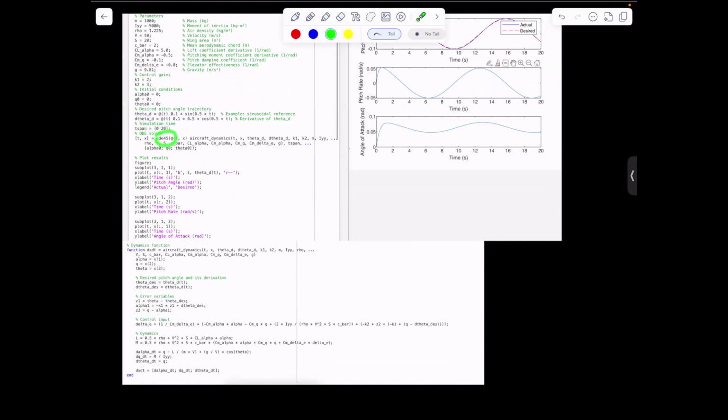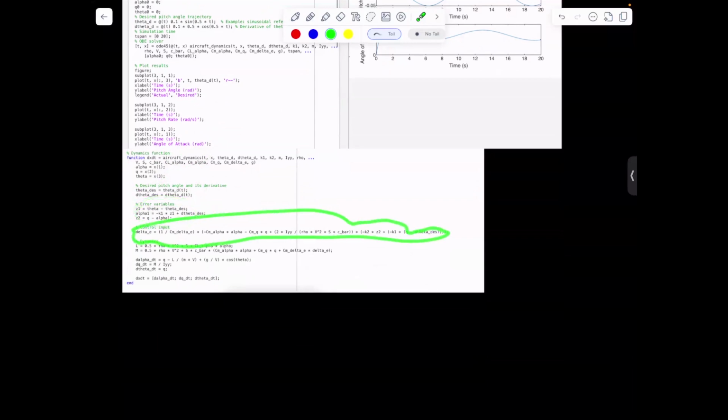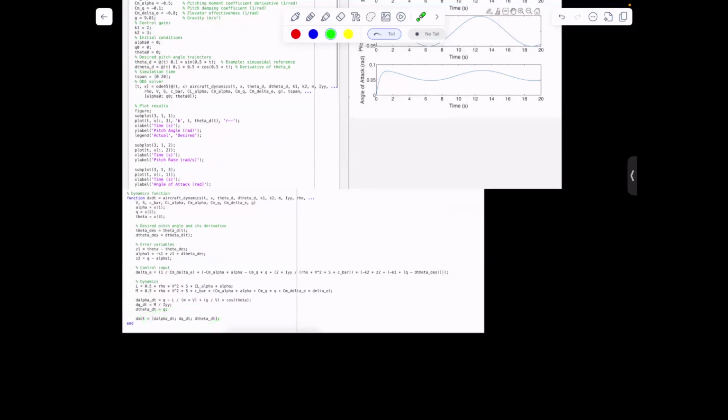And we have used ODE45 to solve the ODE, and these are for plotting the result. This is the function defining the aircraft dynamics. Here all the parameters we have used in the mathematical formulation appear. This is the desired theta, this is the error variable, and this is the total control we have found through the analysis. And this is the dynamic equation, and these are the derivative terms going out of the function.